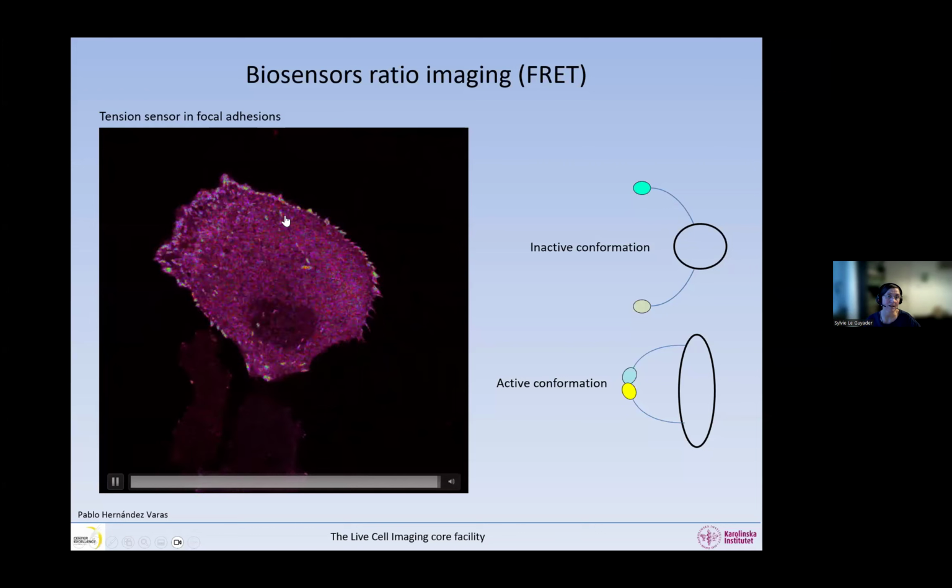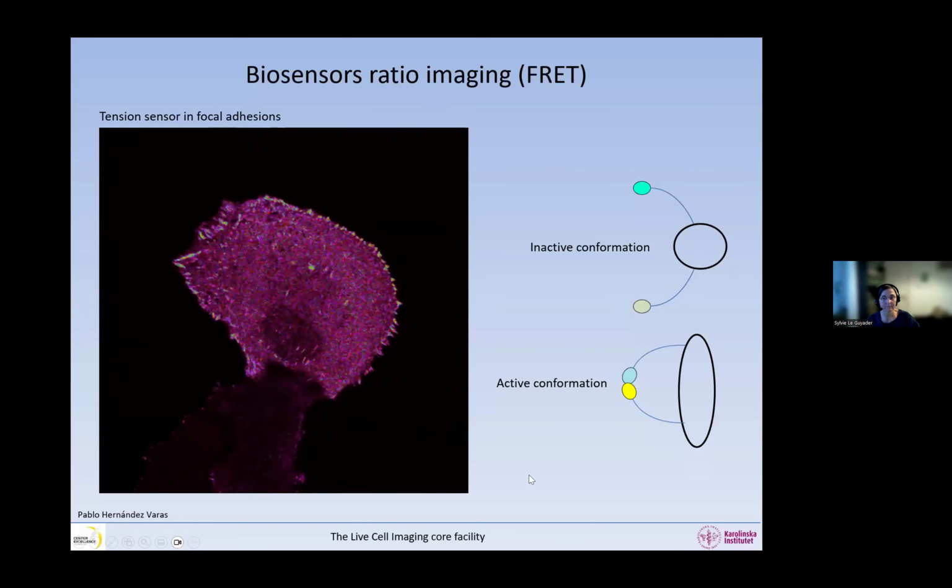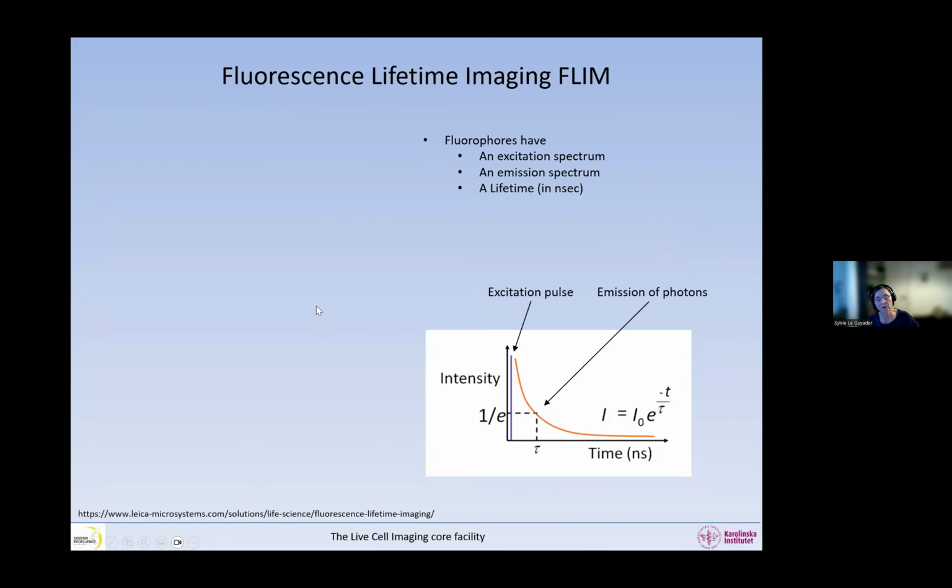This is a tension sensor using FRET. So all these are tricks that we can do with fluorescent proteins. Something else that not everybody is aware of is that fluorophores have, as we have seen, an excitation spectrum, and they also have an emission spectrum, but they also have a lifetime, which is measured in nanoseconds.